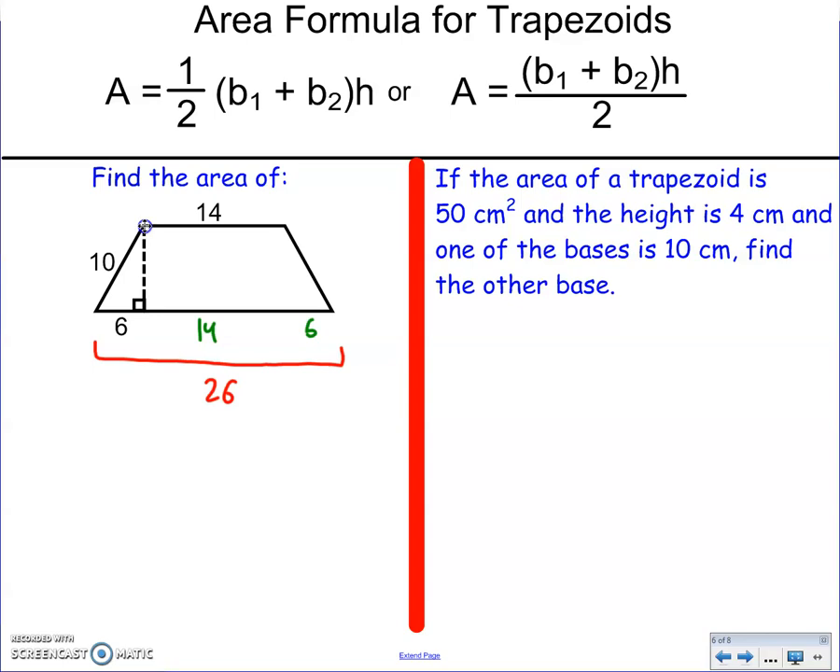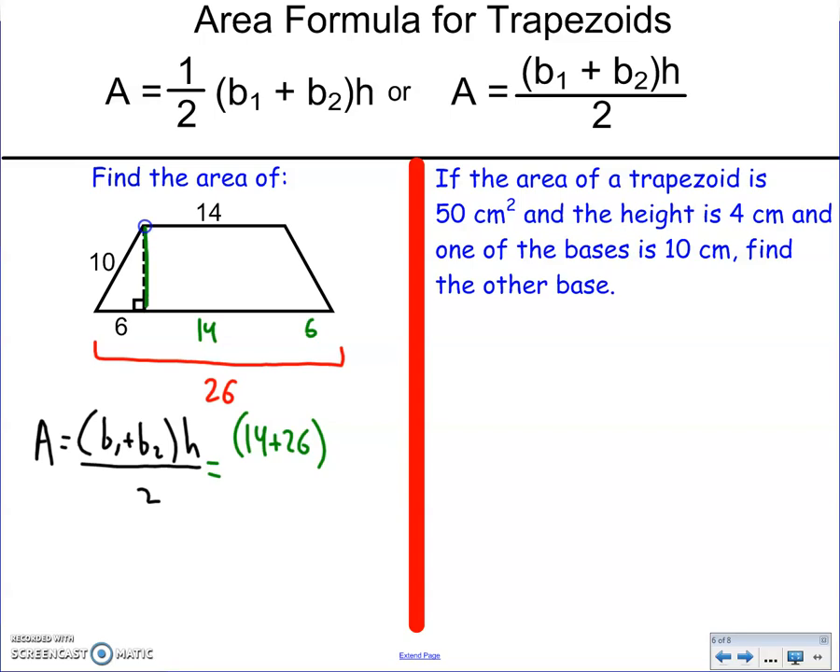So, for the area formula, I use this one. Area equals base 1 plus base 2, and it doesn't matter which one is which, times the height over 2. And I'll go sideways. All right, the first base, I'm saying is 14, plus the second base, I'll say is 26, times the height. Make sure you know the height. Oh, we're missing the height. The height is this thing right here.